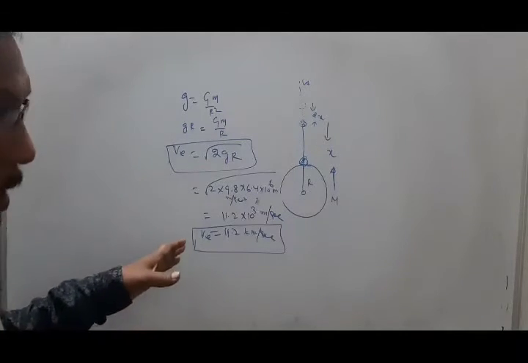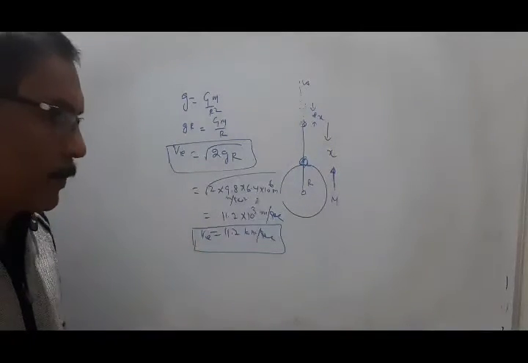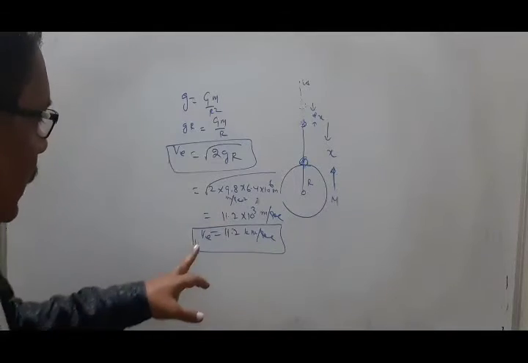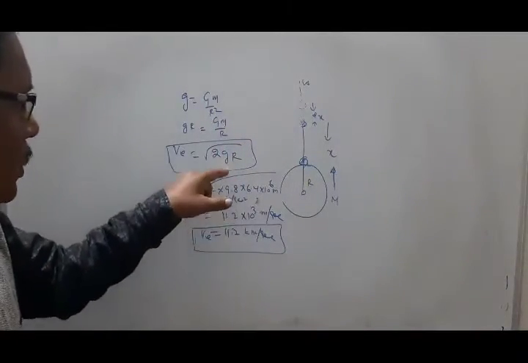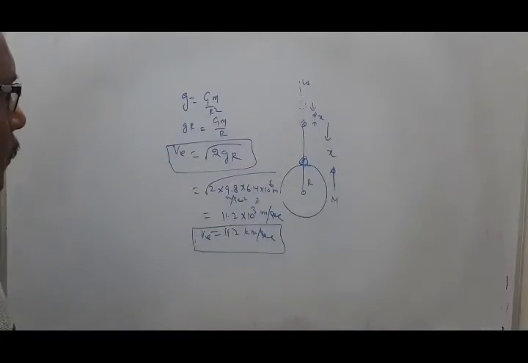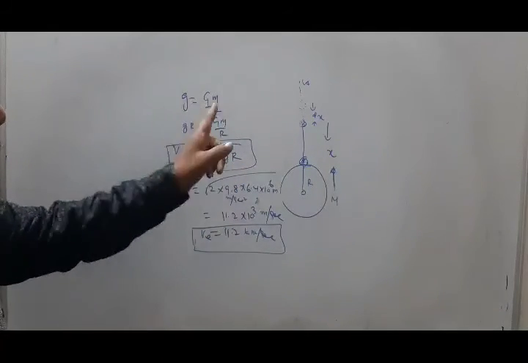Practically, the escape velocity is more than this calculated value. The escape velocity does not depend upon the mass of the body. It depends upon the small g, the radius of the earth, and also the mass of the earth.